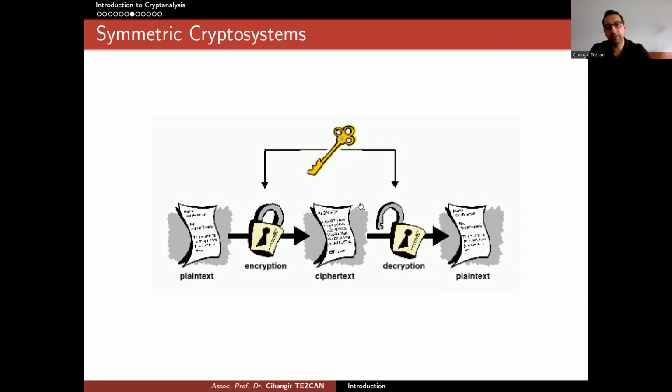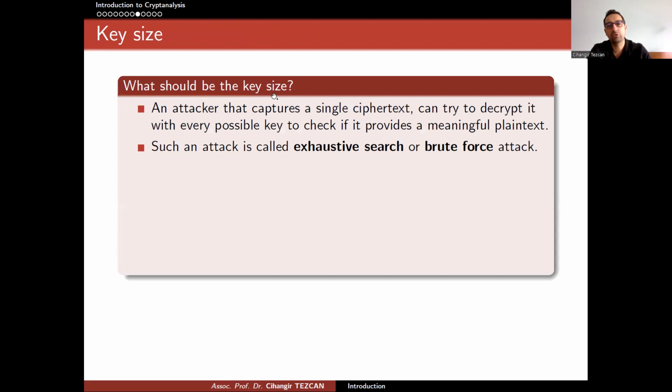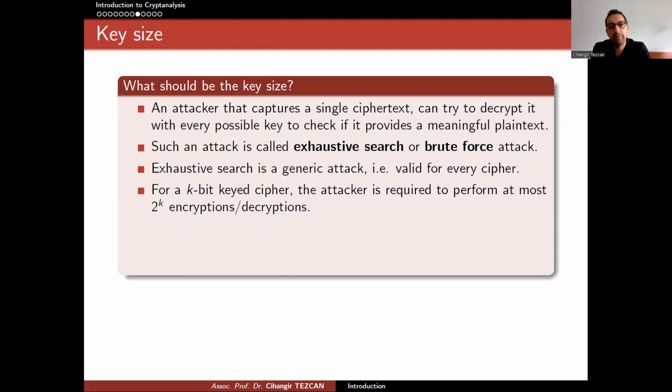In modern algorithms, we of course use bits, so our secret key will be like 128 bits or 256 bits. So the question is, what should be the key size? An attacker that captures a single ciphertext can try to decrypt it with every possible key to check if it provides a meaningful plaintext. Such an attack is called an exhaustive search or brute force attack.